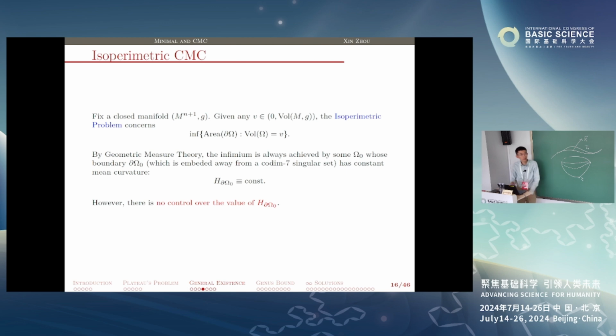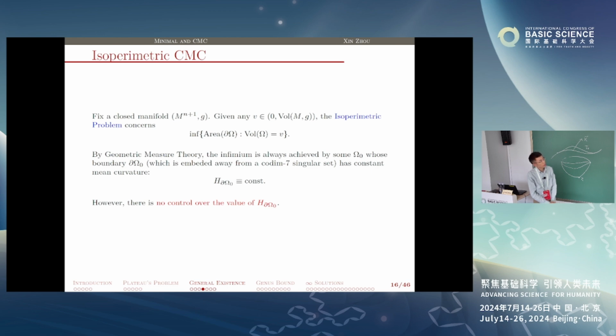So then let's move on to the world of CMC surfaces. The first thing I want to talk about are isoperimetric CMCs. We saw the isoperimetric inequality this morning. Let me go a bit further. Now I fix a closed manifold of dimension n plus 1. This time I want to produce a closed CMC hypersurface. We can always do that by the isoperimetric problem.